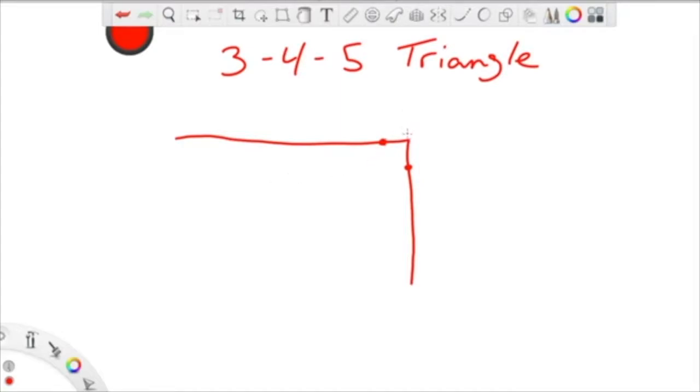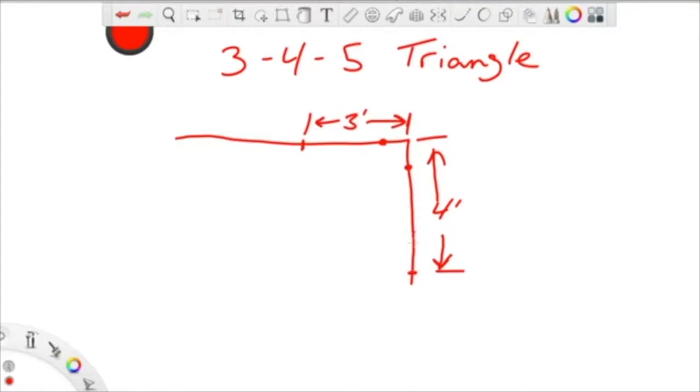What you do is you go from center out. You measure 3 feet, and you put a mark on the top of your pipe. Then on the other leg, you measure 4 feet from center, and you put another mark.